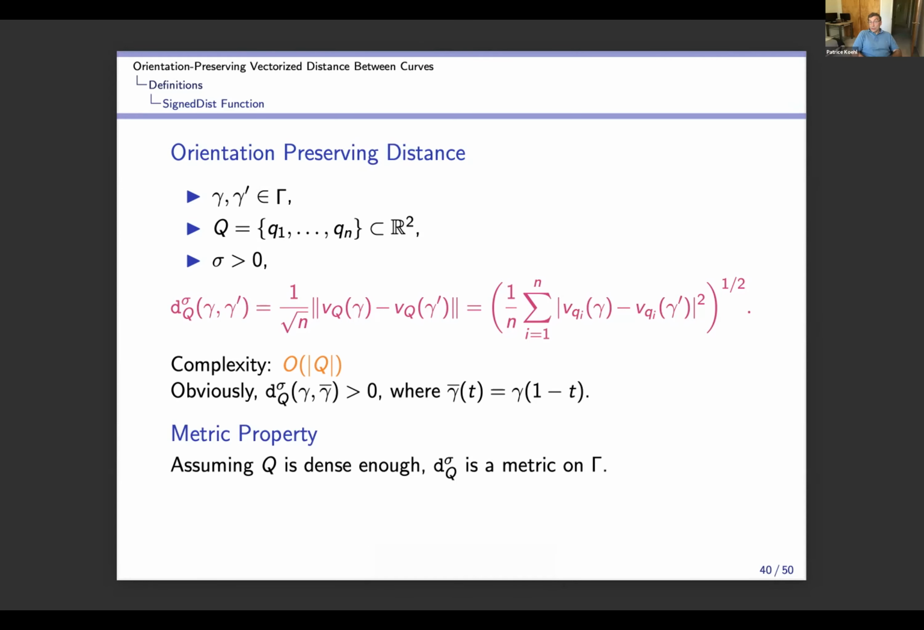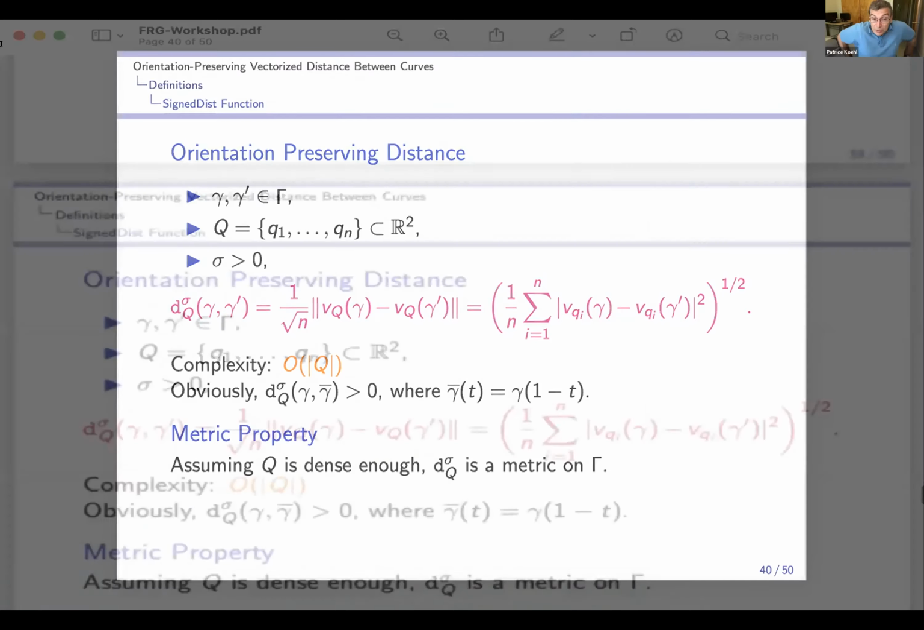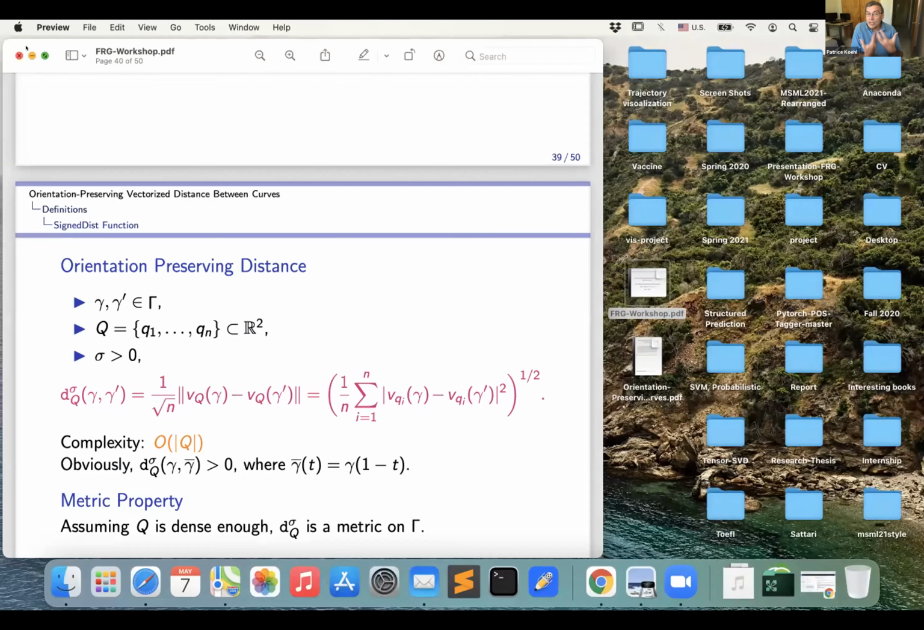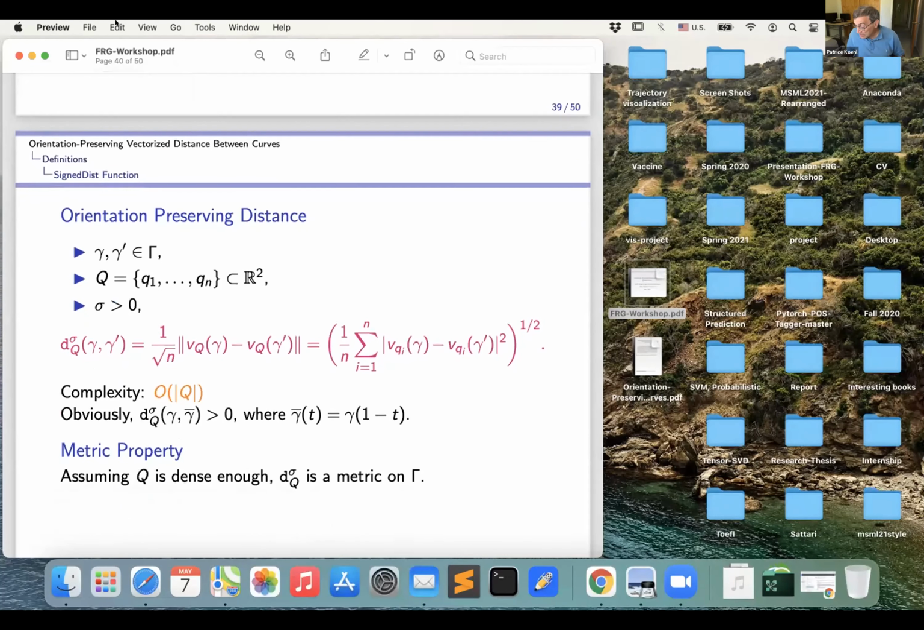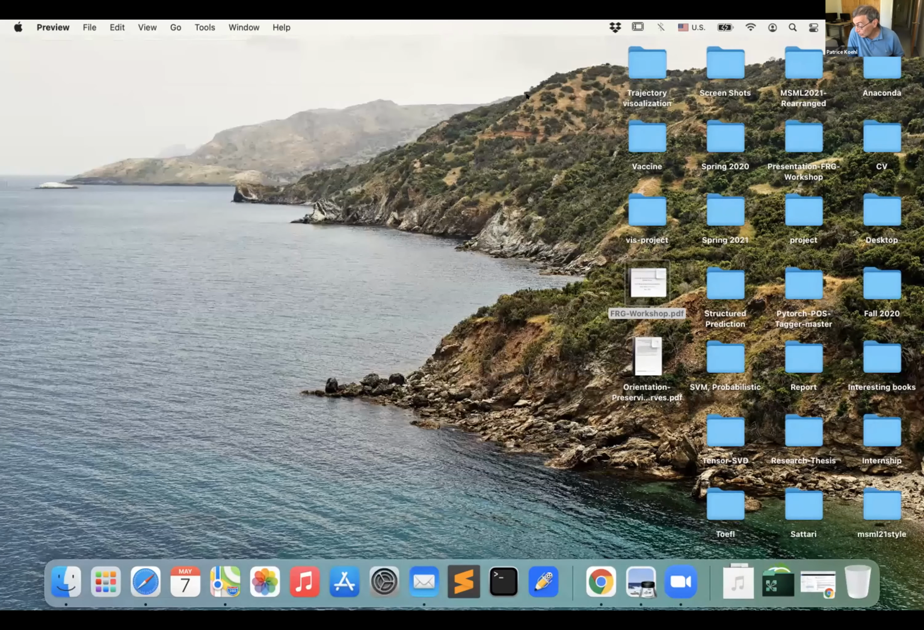Okay. So thank you again, Hasan, for this interesting talk on how to maintain orientation when comparing curves. Our last speaker in this short talk is moving back to surfaces.